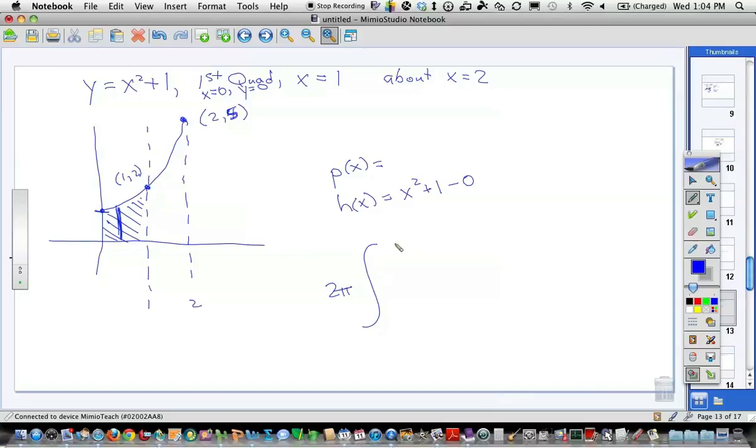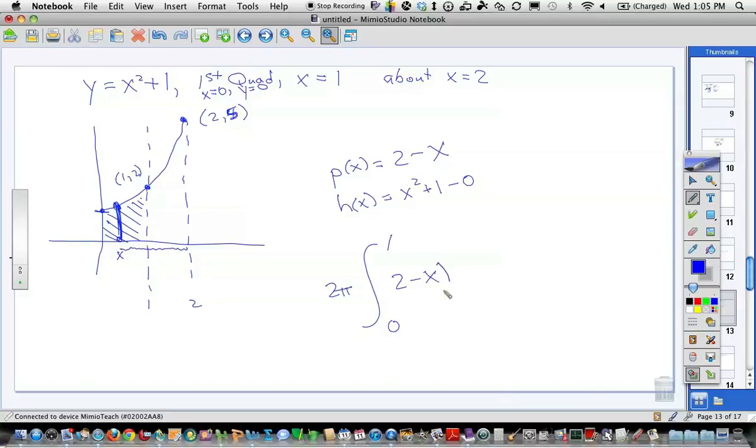Okay, so the integral is going to go from what to what? 0 to 1. The strips fill the space from 0 to 1. That's still important. h is the height of the strip, so that's the y value here, x squared plus 1 minus 0. What's p? 2 minus x. p is from the center to the strip. The strip is x, so p would be 2 subtract x.